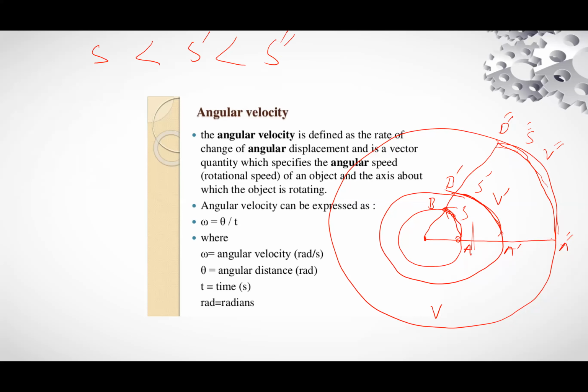So on the same line, different points on different circles, and on the other line, different points on different circles will have different linear displacement. So this displacement and this displacement will be different. But if you check, the angular displacement will be the same.